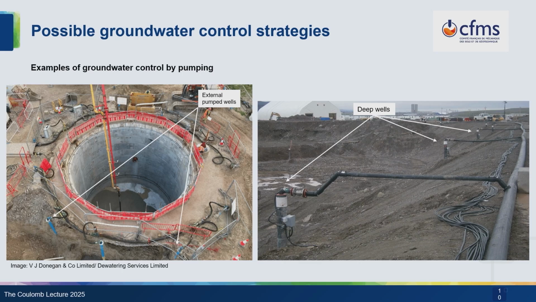These are some practical examples. Here on the left-hand side, we have a shaft. You can see the bottom of the shaft is dry, despite the groundwater level being quite high here, but that's because there's a series of pumped wells, these blue pipes, around the outside that are lowering groundwater level. This diagram over here is a large excavation in Canada in complex glacial soils, and we have a series of wells that are collectively lowering the groundwater level.